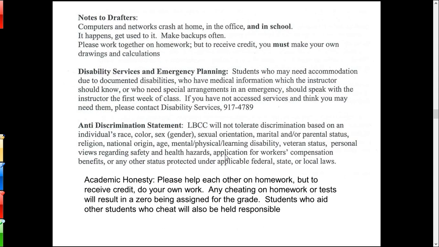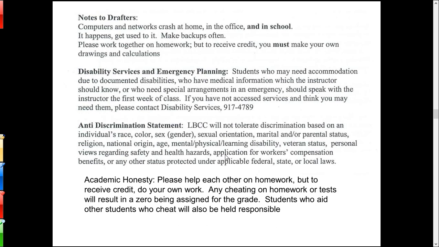We have some issues here with disability and emergency planning. So if you need any sort of accommodations, let me know and we'll take care of those. So no problem there. Anti-discrimination statement: you see a long list of different categories of characteristics of people that we do not tolerate discrimination based on. I think basically that means to treat people decently and with respect regardless of their background. I think that's the basic message there.